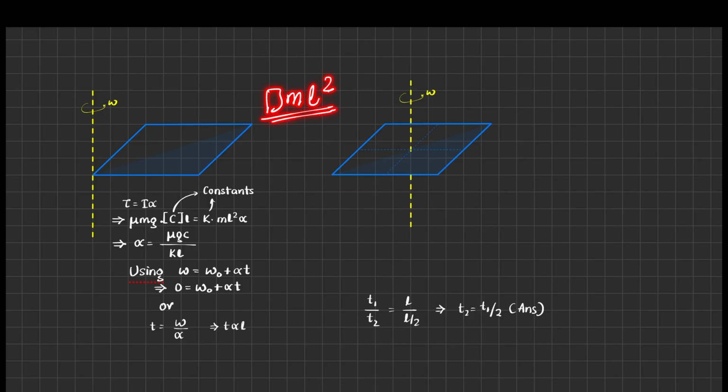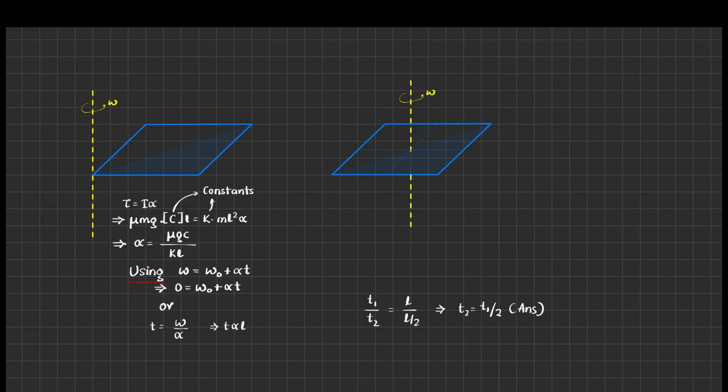This is how moment of inertia's pattern usually comes up. So I have written torque equals I into alpha. Now I have written alpha equals mu g c by k L, because m from both sides gets cancelled, where mu, g, c and k are constants. Now see, alpha is inversely proportional to L here.